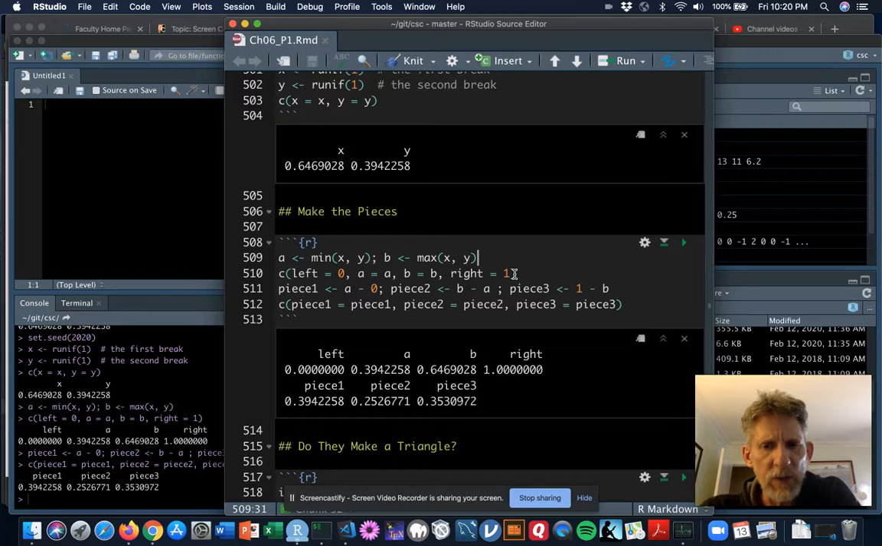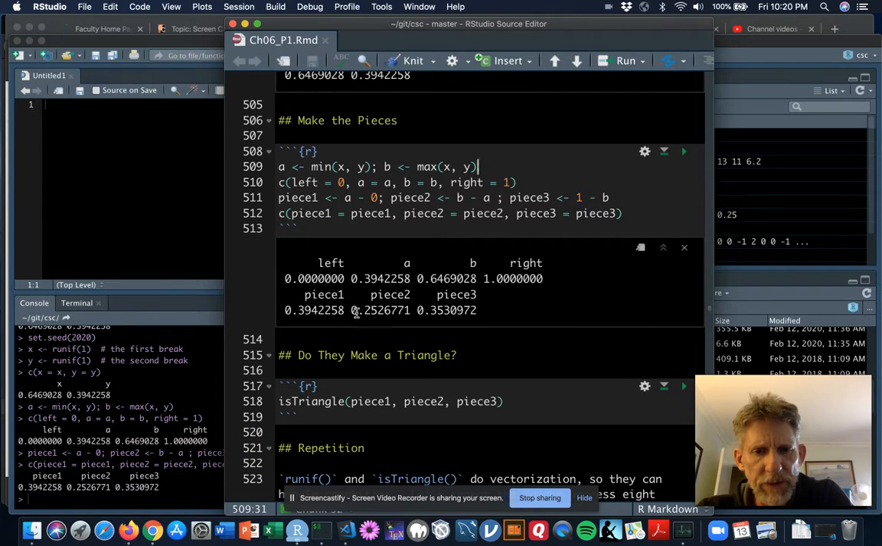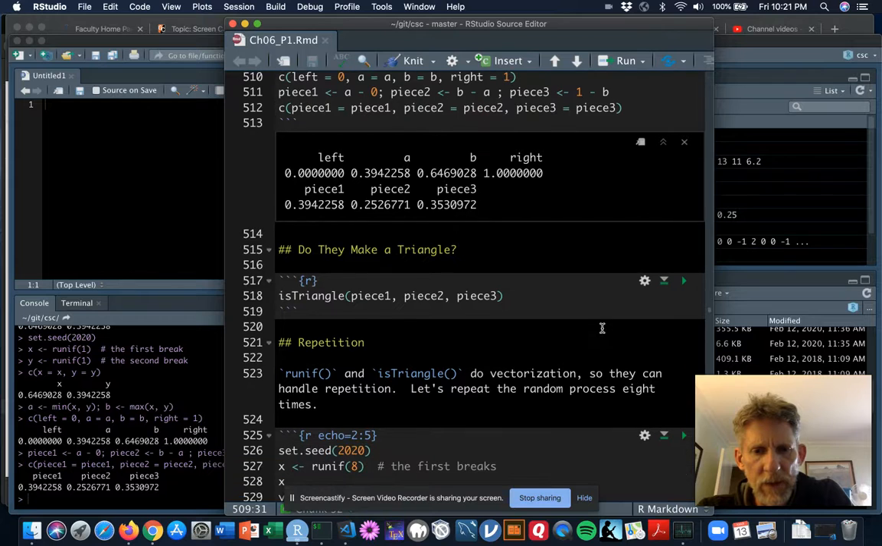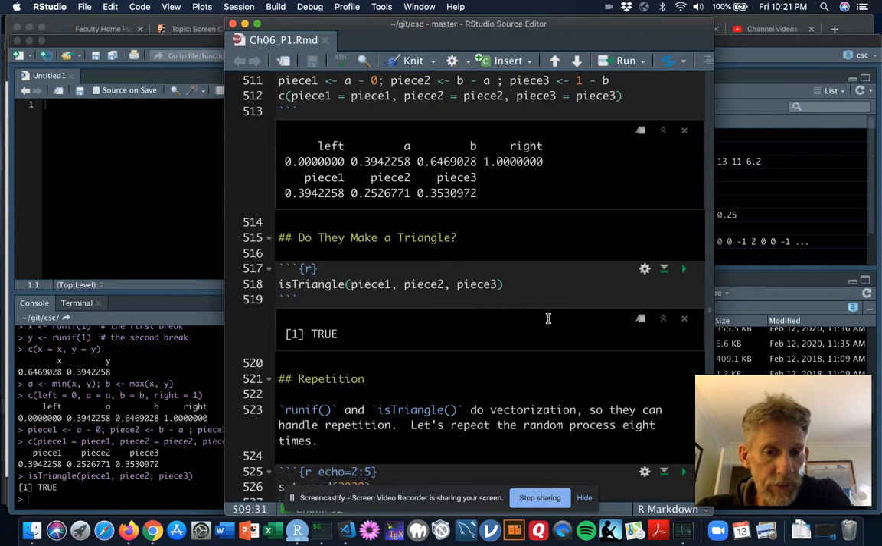So we want to figure out what are the lengths of the pieces that are made from these two breaks. Piece 1 shall be A minus 0. So that'll turn into a 0.39. Piece 2 shall be B minus A. So that's the 0.64 minus the 0.39. That's about 0.25. And the third piece is the 1 minus the B. So that's that break on the very right-hand part of the stick. And that's a 1 minus 0.64, and it's about a 0.35. So these three pieces, do they make a triangle? Well, we can feed them in as arguments to the isTriangle function, and we find out that in this case, they do.